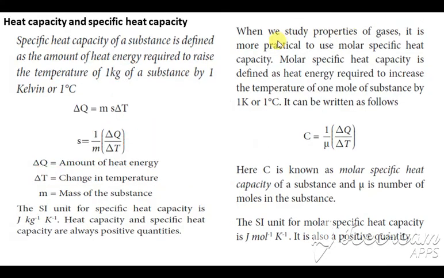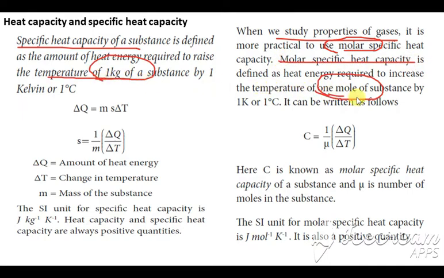When we study the properties of gases, we come to molar specific heat capacity. Specific heat capacity is per 1 kg, and here it is per 1 mole, with the same 1 Kelvin or 1 degree Celsius. So it is the heat energy required to increase the temperature of 1 mole of substance by 1 Kelvin or 1 degree Celsius, and that is given by C equal to 1 by mu, del Q divided by del T. Earlier S was 1 by m, and here we write C with 1 by mu.